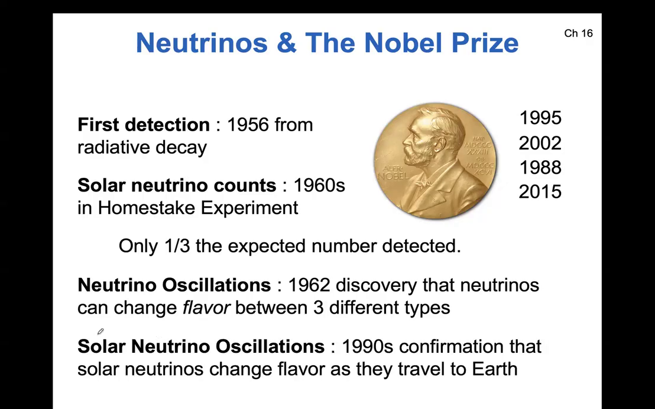Okay. And then finally, solar neutrino oscillations. In the 1990s, confirmation that solar neutrinos are changing flavor. What's that? That's the name given to their different states. I guess physicists needed another word for describing things, and they'd already used charge and whatever other expressions. So they started referring to particle flavor. It's the same with quarks. Quarks also have different flavors. Quarks, by the way, are the building blocks of protons and neutrons.